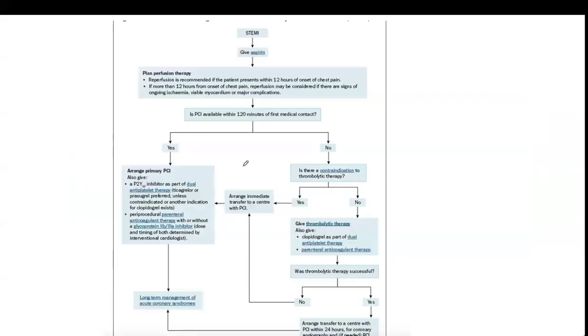So the most important thing to remember is how to manage a patient who comes to you with an acute onset chest pain, and then you did an ECG and found ST elevated MI.